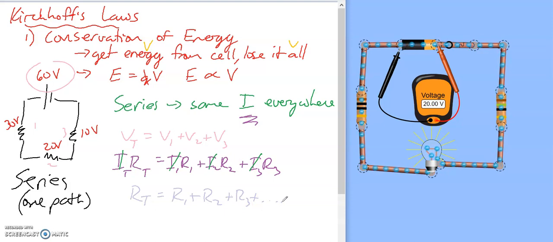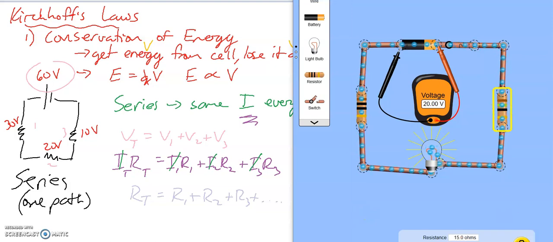If you add more and more resistance, the total resistance will get higher. The more resistances you have, the more the total resistance goes up, and the current will go down. You can actually take these resistors here and change their value. For example, this guy's right now at 15. If I increase it, you can see the current slowing down, slowing down as the resistance increases. So the more resistance you have in series, the circuit does not work as well.